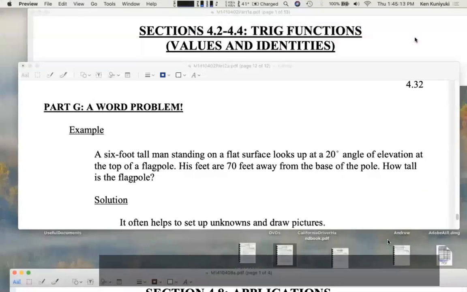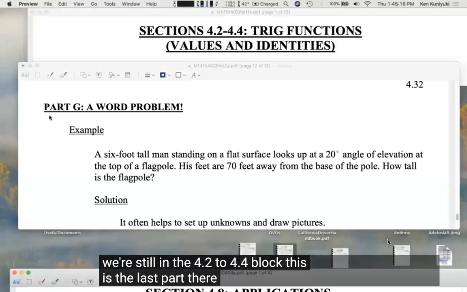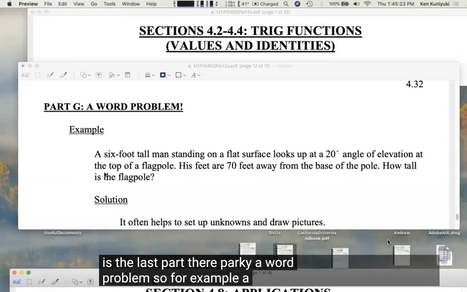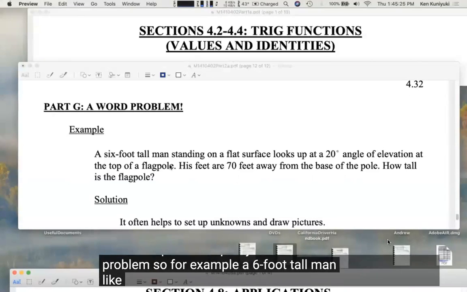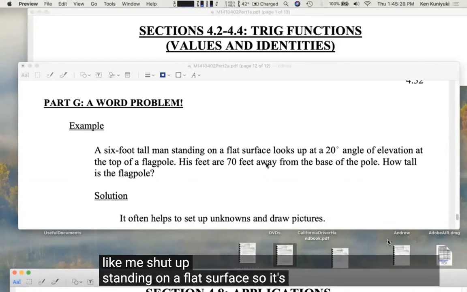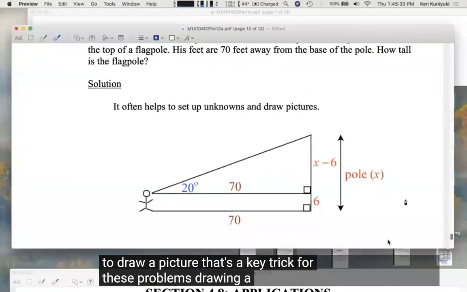Hi, everyone. Let's do a word problem. We're still in the 4.2 to 4.4 block. This is the last part there. Part G, a word problem. So for example, a 6-foot-tall man standing on a flat surface. So it's good to draw a picture. That's a key trick for these problems, drawing a picture.